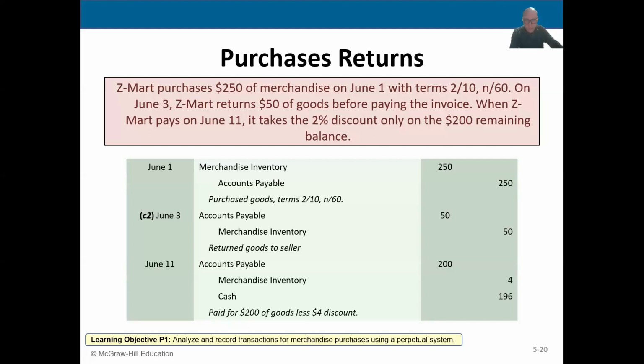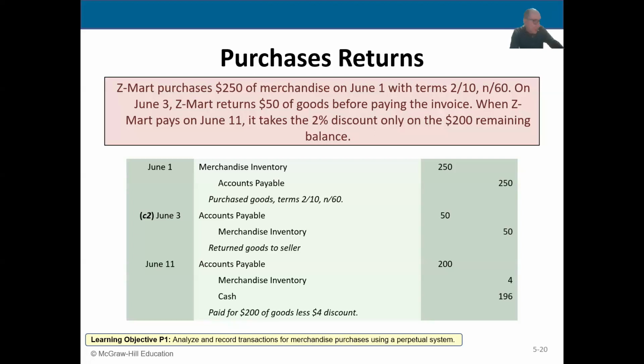So June 11th, I decide to pay. I debit accounts payable $200 because that's the remaining balance of my bill, $200. Then you'll notice I credit merchandise inventory by $4 and I credit cash $196.